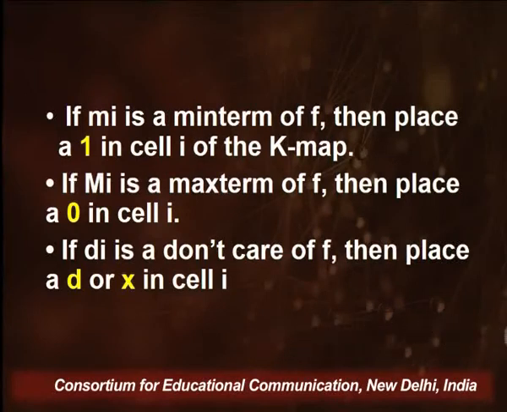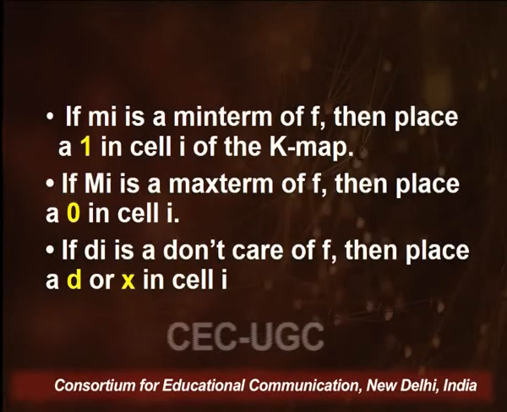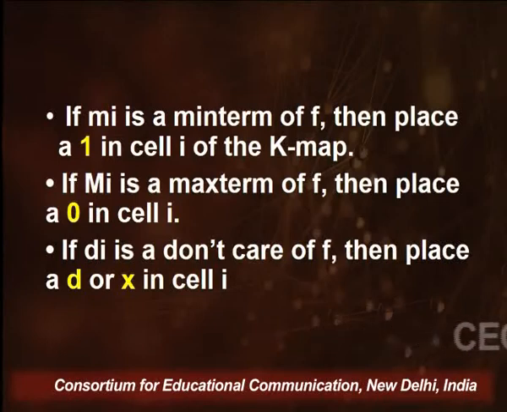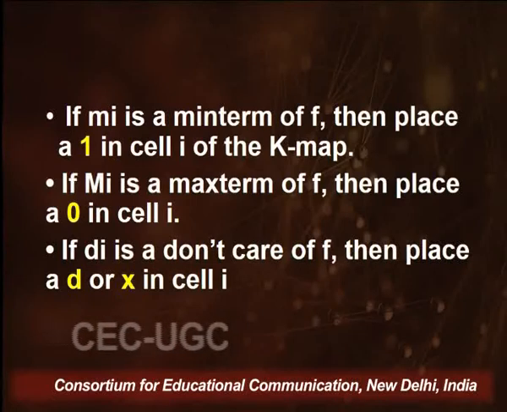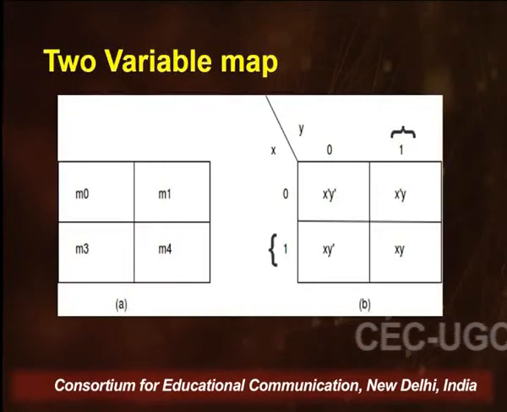So assuming we are using an SOP form, I will place a 1 for each min term that has been given to me in the expression. If I am using a POS form, I will place a 0 for each Mi or the max term of that function that has been given to us. There is a third type which is called a don't care condition. In that, we will place a D or an X or a cross, as you may call it, in each cell. Let's start looking at how a two variable map looks.